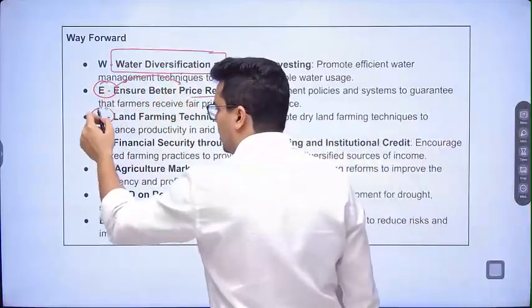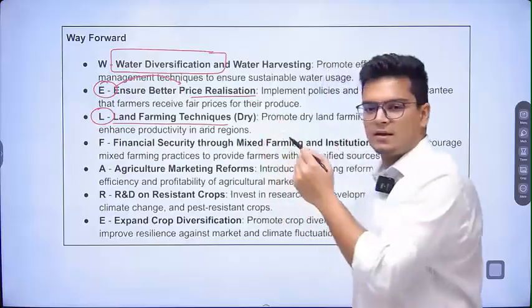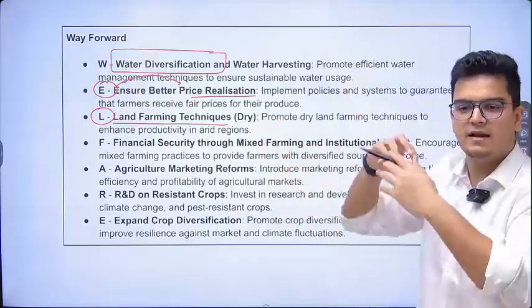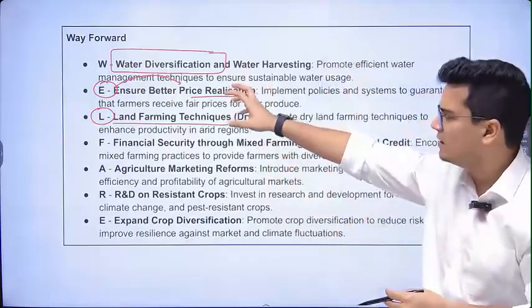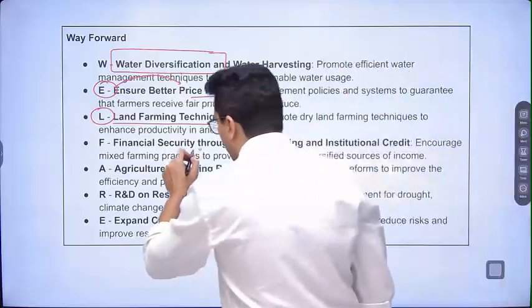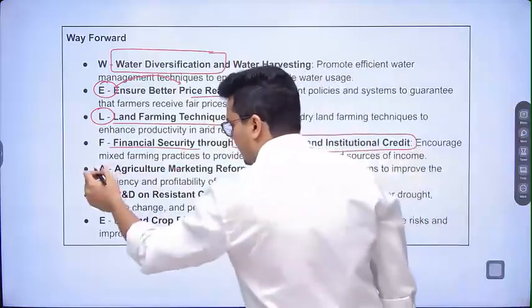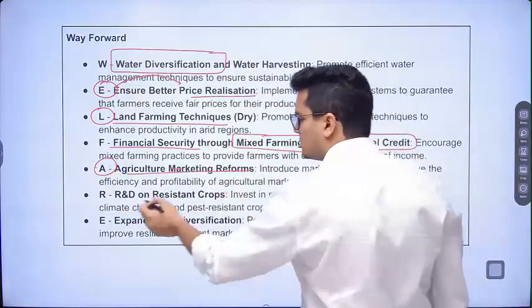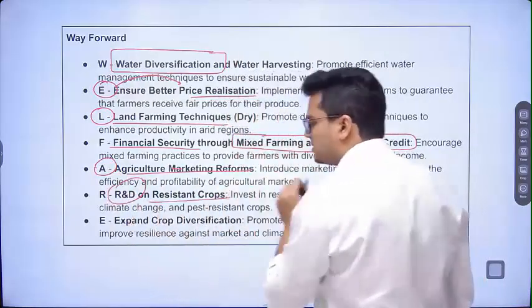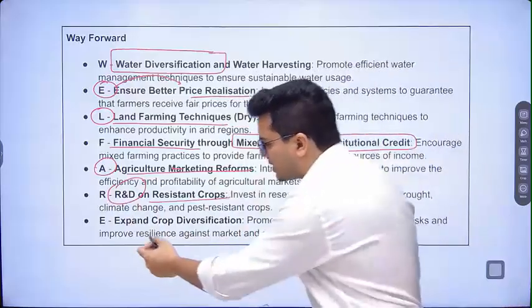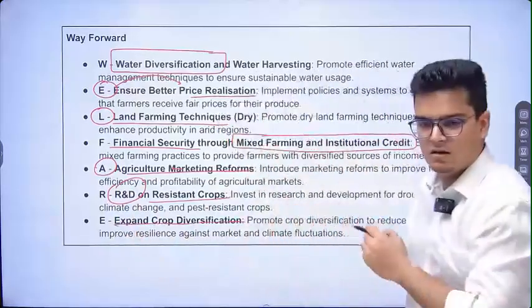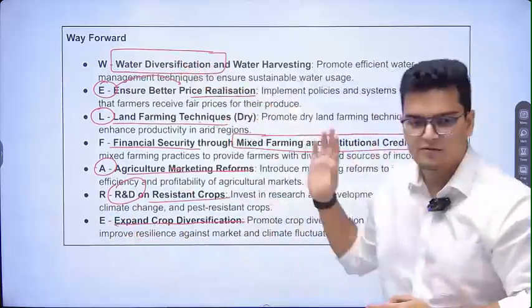We have to understand about dryland farming techniques, because these three areas where mainly the suicides are happening, these are dryland areas. We need financial security through mixed farming and institutional credit. We have to do agricultural marketing reforms, R&D on pest resistant crops, and we have to expand crop diversification. And you can remember this as welfare.